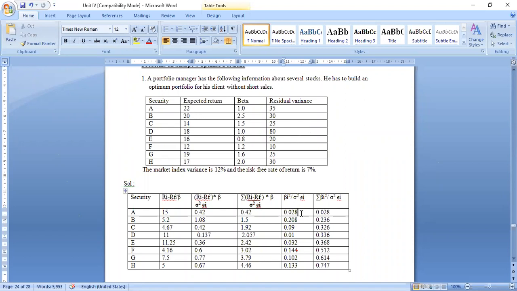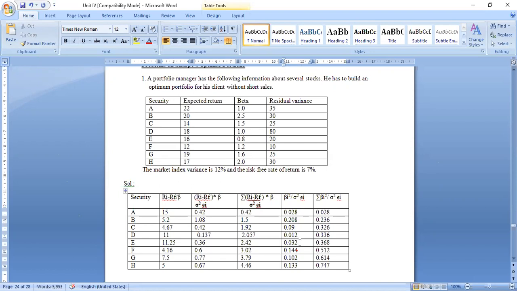In the same way we have to calculate for the rest of the securities. 2.5 square divided by 30 will give us 0.208 for security B. Next, 1.5 square divided by 25 is 0.09. Next, for security D, 1.0 square divided by 80, or 1 divided by 80, so it is 0.012.